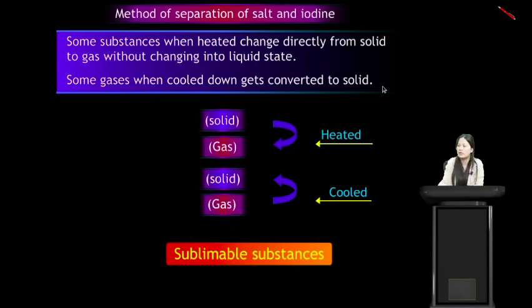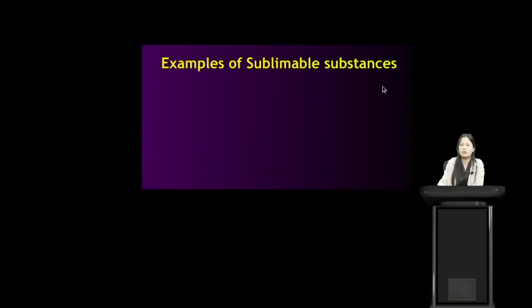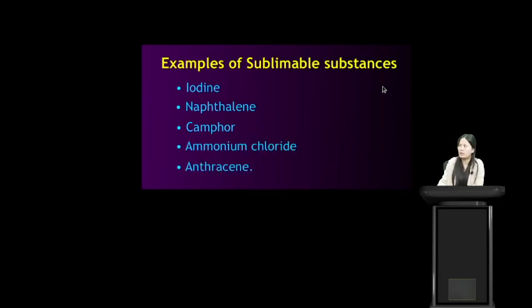Remember these terms, okay? Sublimable substances are those substances which when heated change directly from solid to gaseous without changing to liquid state, or when cooled change from gas to solid directly without passing through the liquid state. Some of the examples of sublimable substances include iodine, naphthalene, camphor, ammonium chloride, and anthracene. These are some of the examples of sublimable substances.